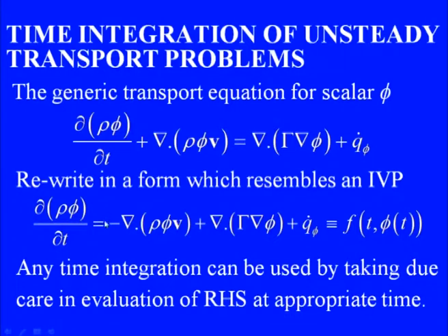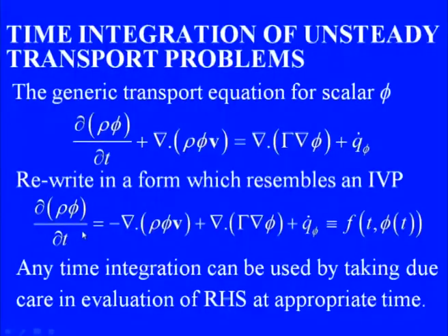Now this right hand side is basically our generic function f which we have introduced in the RHS of an initial value problem, f(t, phi(t)). So on the left hand side we have got this time derivative, and on the right hand side we have got a function which depends on t and phi(t).